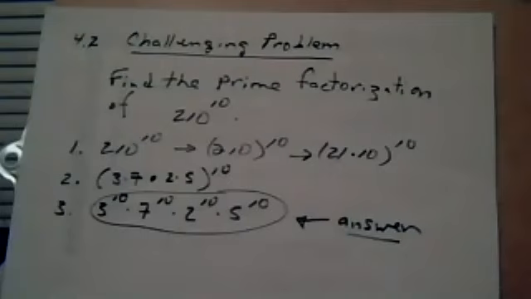So 3 times 7 times 2 times 5 is 210. Now distribute the power of 10 over the prime numbers. And you notice the prime factorization, our numbers are being multiplied, where the numbers that are being multiplied are prime.